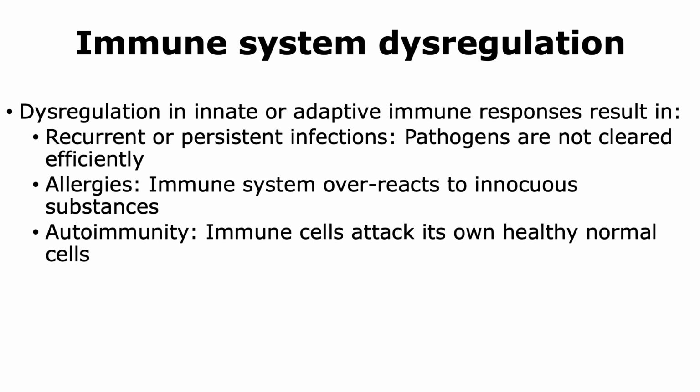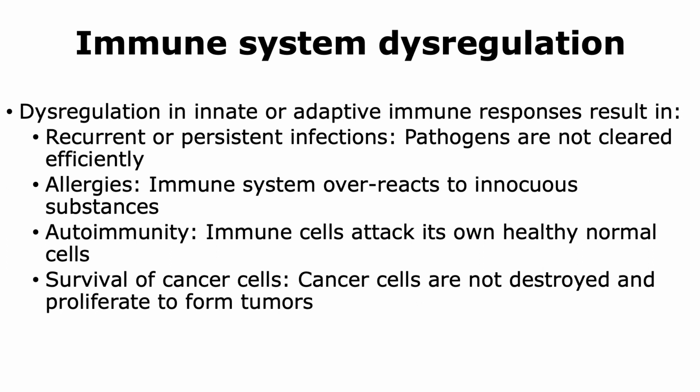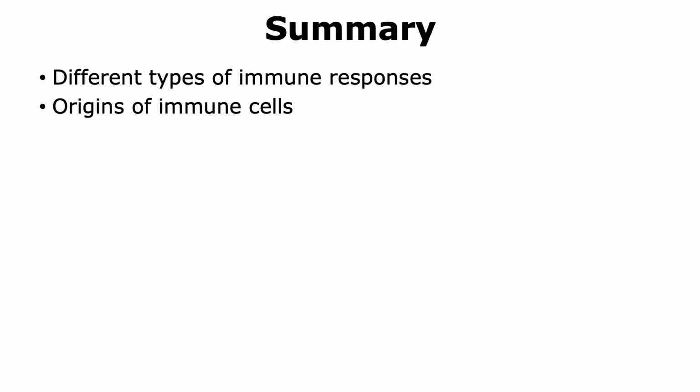Autoimmunity is a situation where the immune cells are not able to differentiate between self and non-self. And hence they think that their own healthy cells are actually pathogens and they start attacking them. You can have situations where the innate or adaptive immune responses don't work well and hence they're not able to identify aberrant host cells like cancer cells. And in these scenarios, these cancer cells are able to survive and hence they proliferate to form tumors. Thus, it's very important for the immune system to work properly so that the host can remain healthy. With this, we've come to the end of our talk where we looked at different types of immune responses and the origins of immune cells.